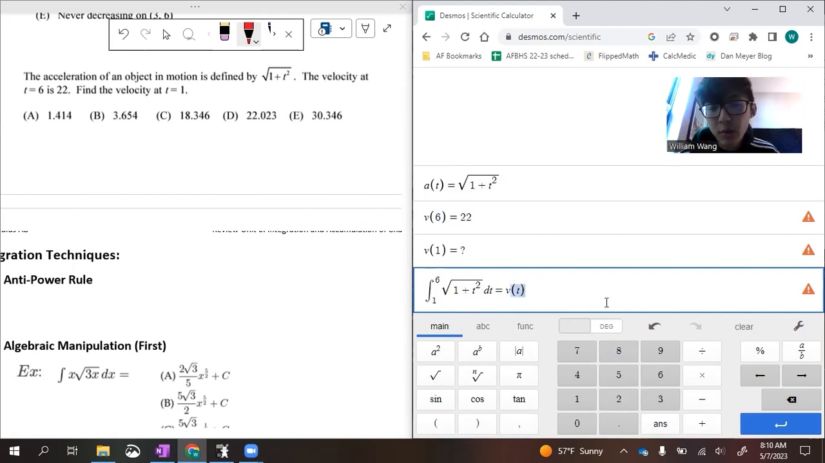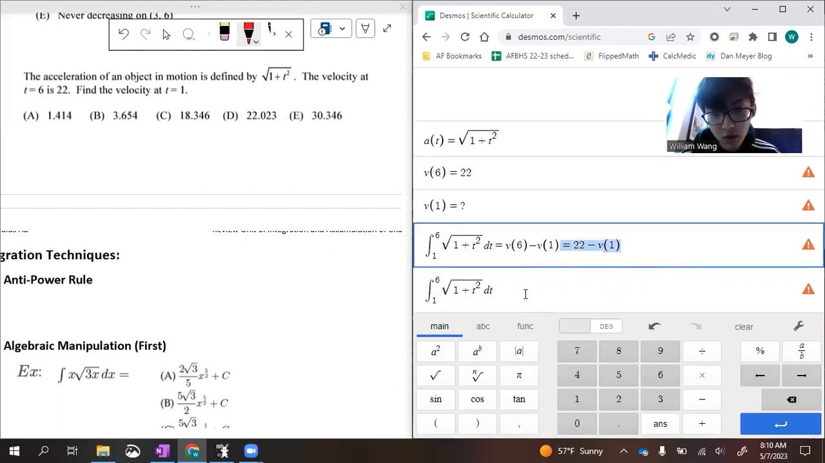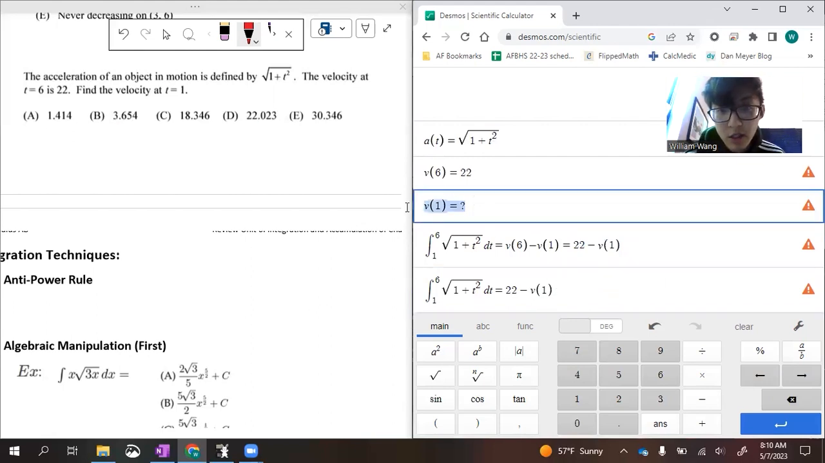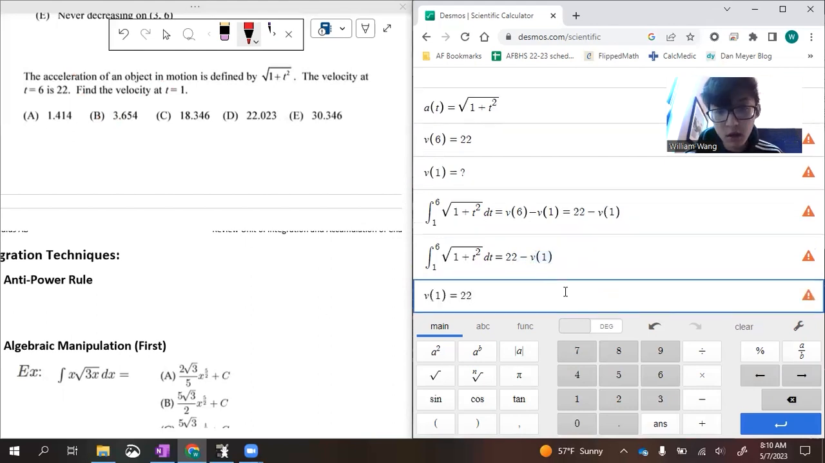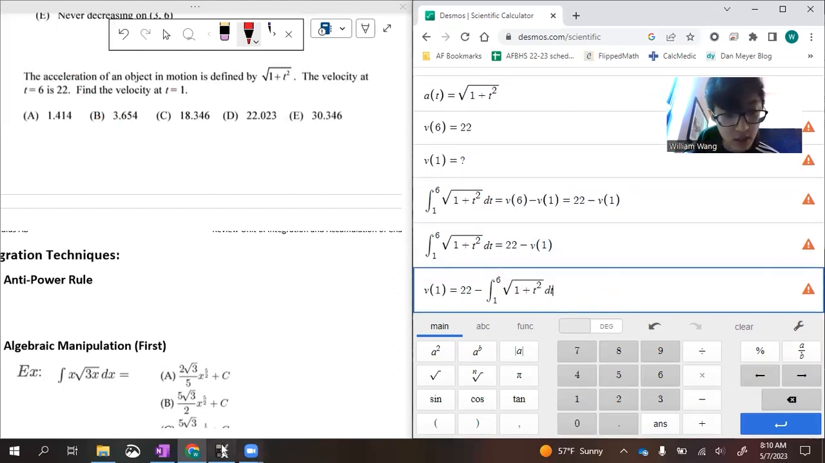This definite integral means I would plug in 6 and 1, right? And what do they say? V of 6 is 22 minus v of 1. So my actual equation is this integral is equal to 22 minus v of 1, which means if I want to get v of 1 by itself, because ultimately I'm trying to solve for v of 1, right? So if I isolate v of 1, v of 1 is equal to 22 minus this integral. So let's just solve for that.